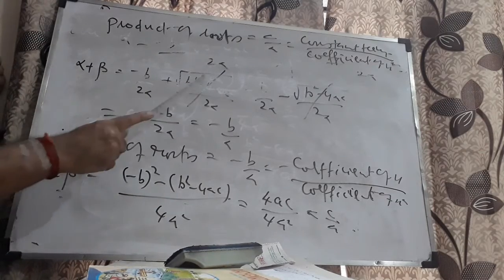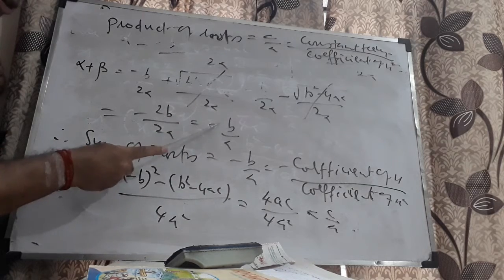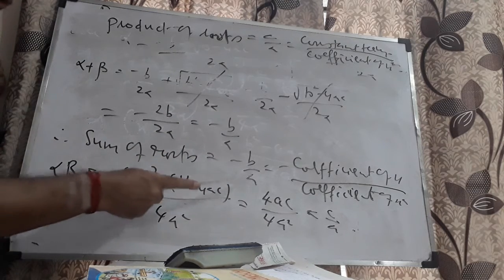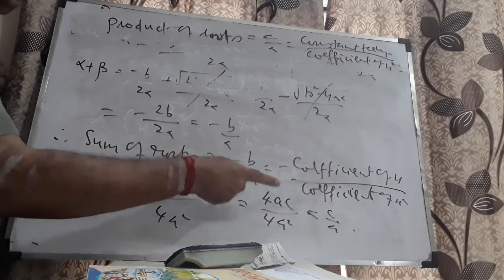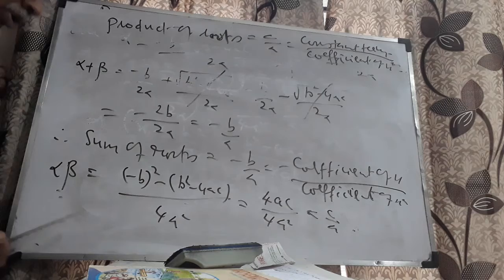Thinking of alpha plus beta, this plus minus will get cancelled. Minus b is minus 2b by 2a, which is minus b by a. So the sum of the roots is equal to minus b by a, or minus coefficient of x by coefficient of x square. That is one of the results which you should remember.